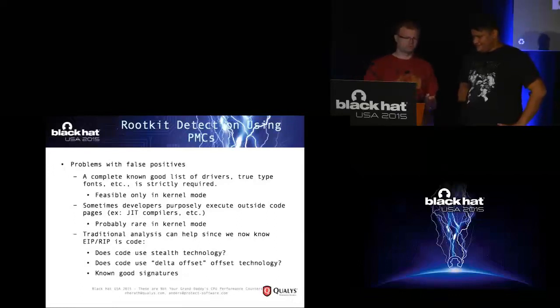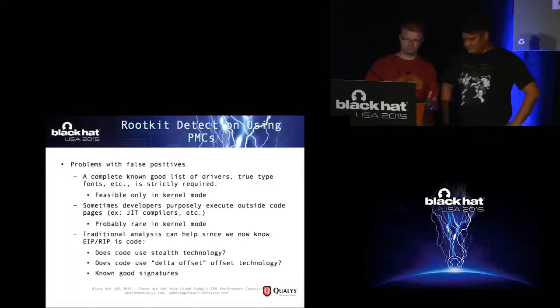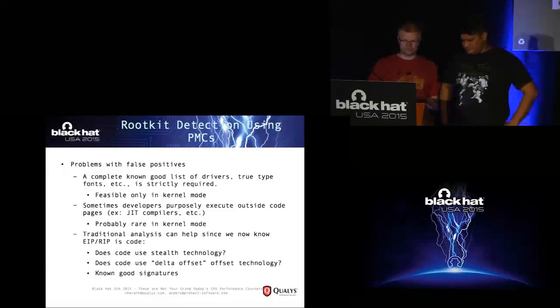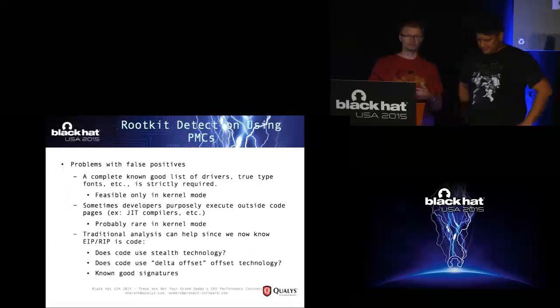From the point that we have detected code usage outside of known good areas, traditional analysis will have to take over to check if this is really a rootkit. And the questions you can ask yourself is, does this code use stealth technology? Do you have delta offset technology where the code can run in any location in memory? You could have known good signatures to sort out false positives further. You could also have known bad signatures, standard antivirus stuff.